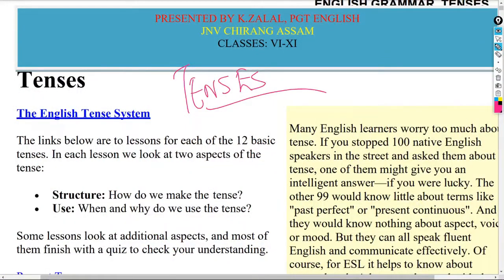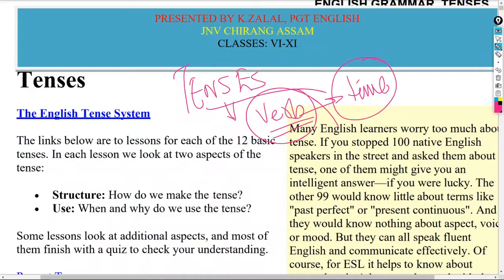So now when you are asked the question, what does the tenses mean, or what is tense, what is your answer? The answer is that tense is related to the verb. It relates to the verb and it talks about the time of the action of the verb.